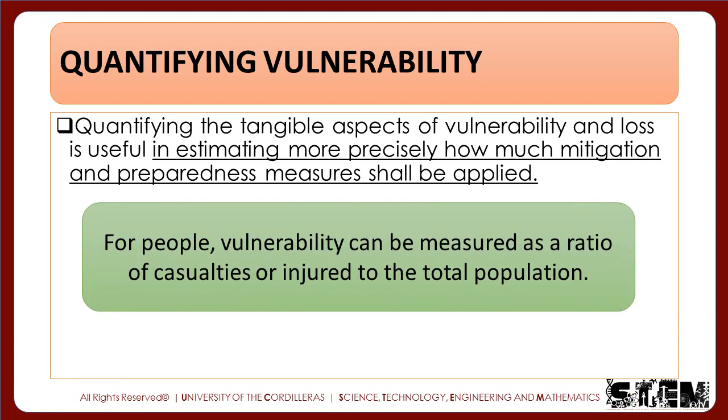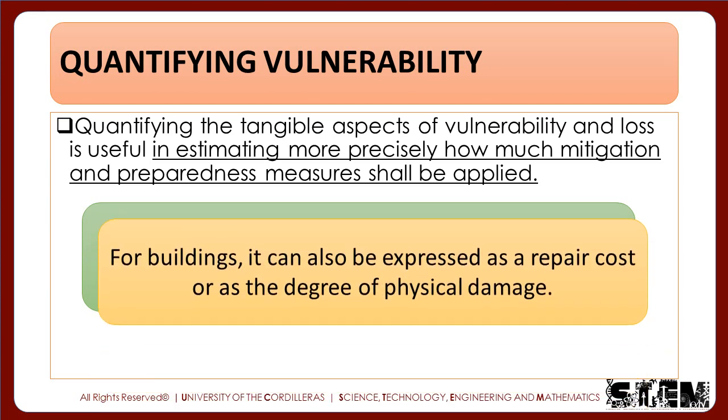And so to do that for people, let's say for example, vulnerability can be measured as a ratio of casualties or injured to the total population. So let's say, for example, in that certain barangay, there are 100 people who are living. So you can say 10 people out of the 100 residents were injured. Like that. And also, when we're talking about buildings, it can also be expressed as a repair cost or as a degree of physical damage.